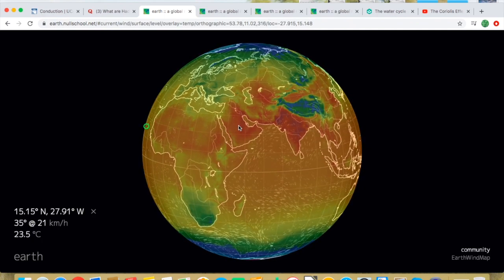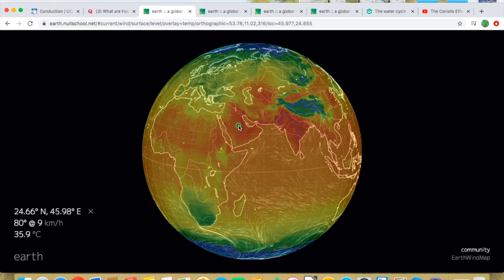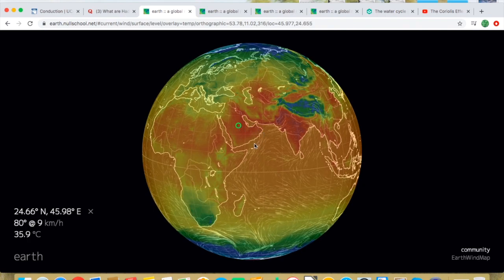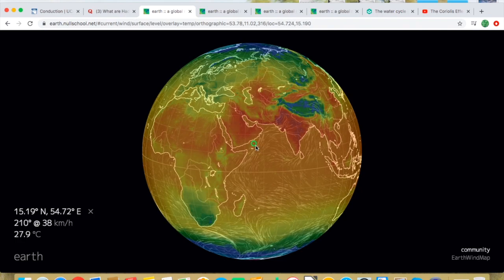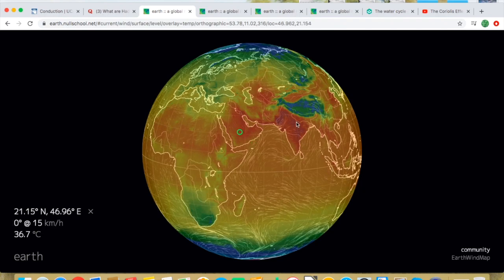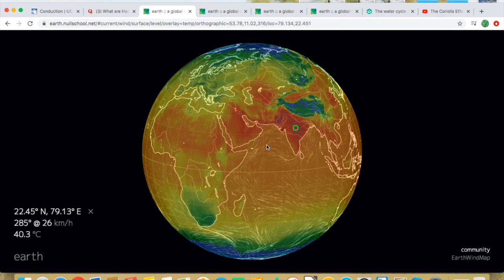Let's look at Saudi Arabia. 36 degrees Celsius in central Saudi Arabia. In the Persian Gulf, off the coast of Oman right there, 28 degrees Celsius. It's hot, but in the interior of the continent, it's hotter.